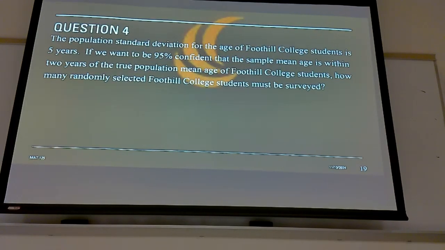Oh, that's a typo. Sigma is supposed to be 15 years, not 5 years. I'm going to stick with 5 years. It's going to change what the answer is, but it's not a problem. I just can't use my solutions.